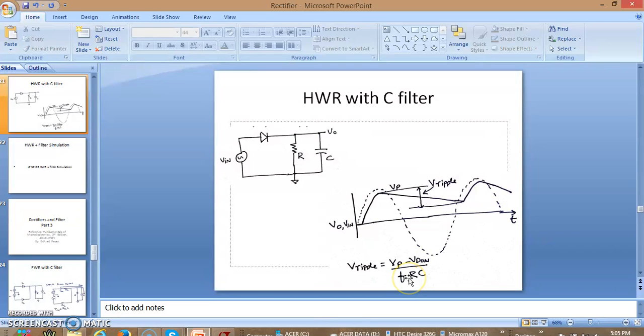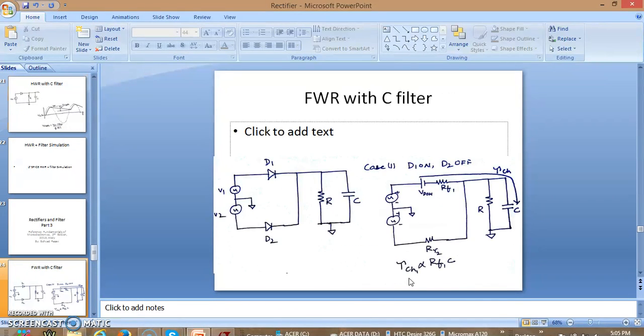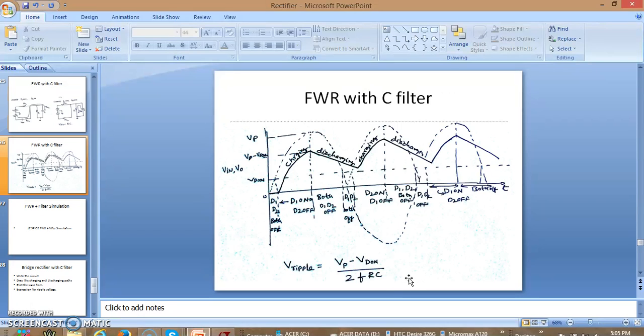So in the denominator we have FRC, whereas in case of full wave rectifier, the ripple voltage is actually reduced by half. I can say the numerator remains the same, Vp minus Vd, but the denominator is increased by 2 times. So naturally the ripple voltage for a full wave rectifier with the same values of R and C and the frequency happens to be half compared to the half wave rectifier. This is the 2. You can actually make out the value of 2, how it is coming. So in the class we'll discuss how this ripple voltage is reduced in case of full wave rectifier.